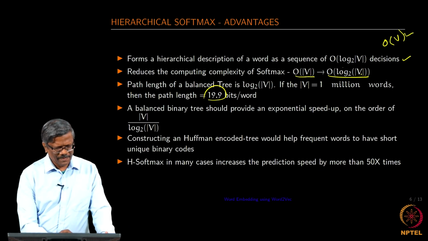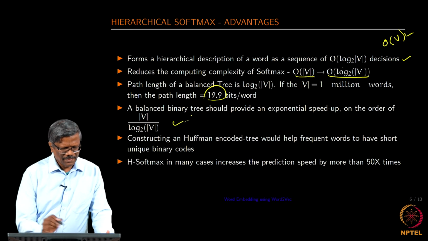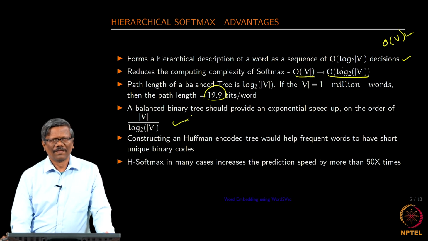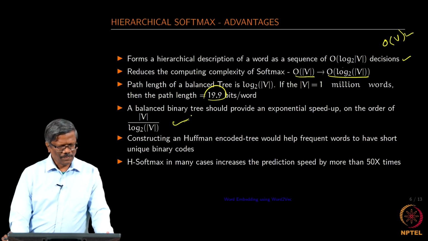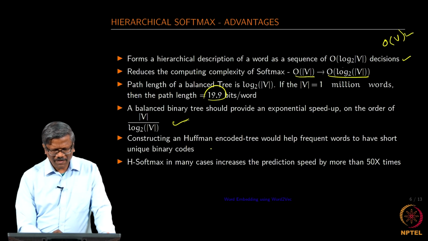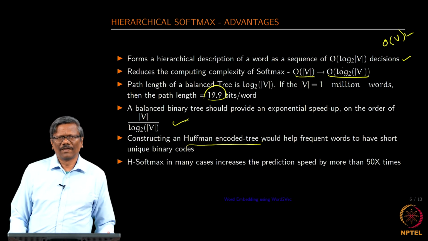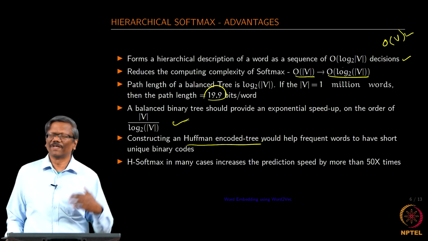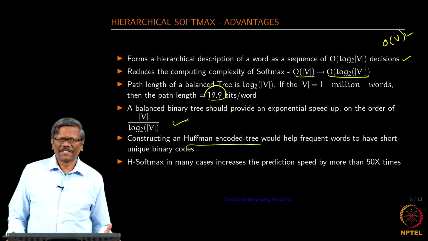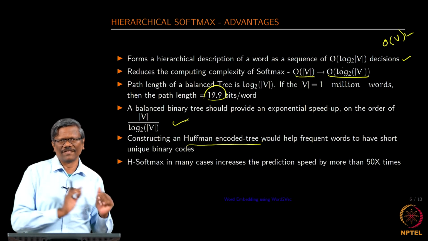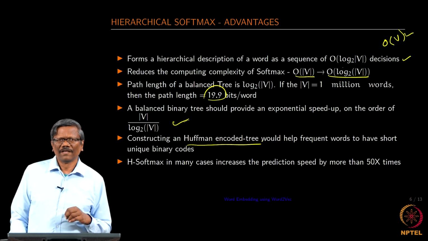Okay. The speed up is for a balanced tree. This is the speed up, V by log2 V, and then we can use a Huffman encoded tree to help arrange the frequently occurring words in a place which is at a shorter distance. So, when you do that, the computation reduces even further, right.